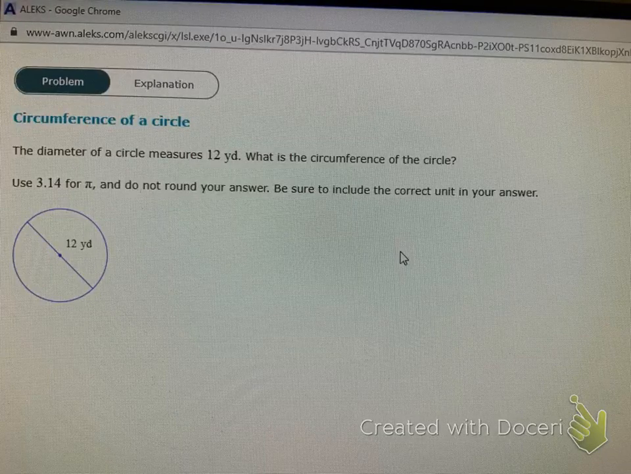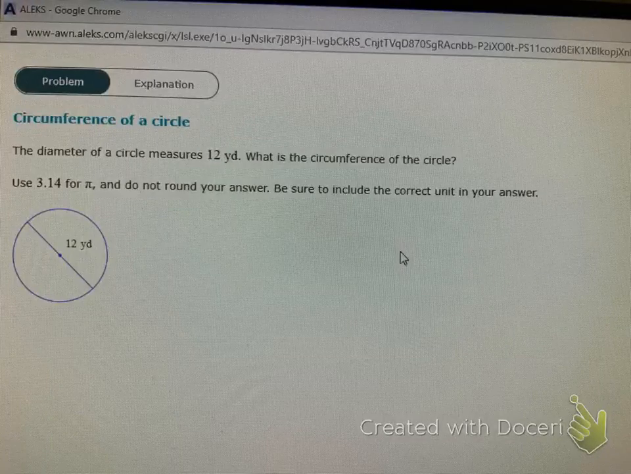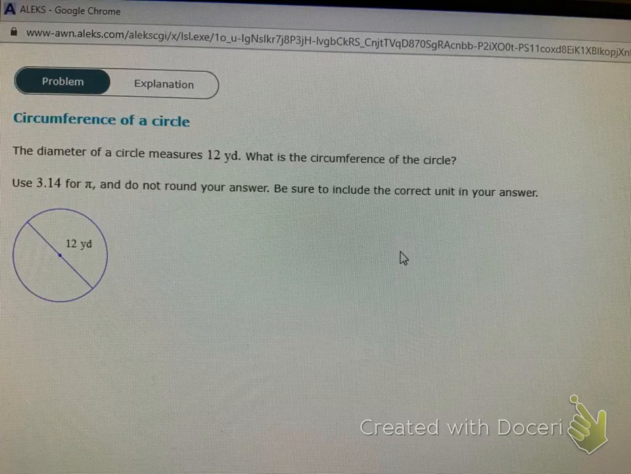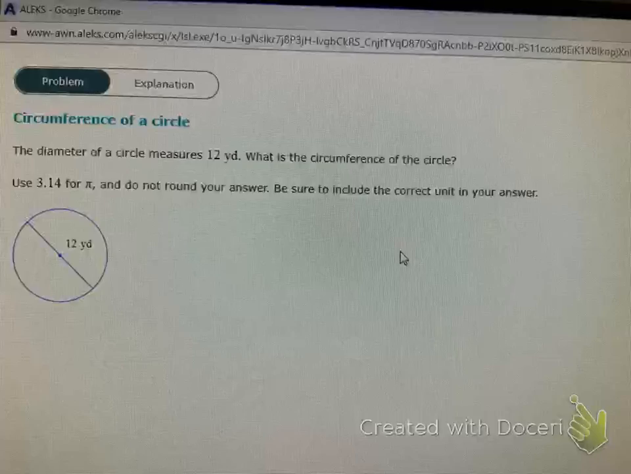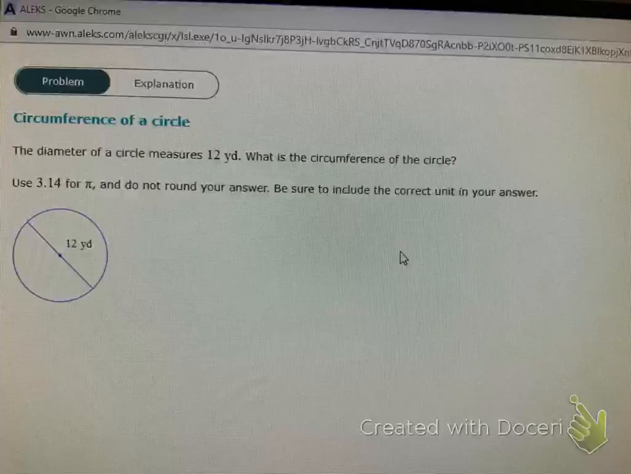Hi everybody. Today I'm going to be teaching about circles to help you guys with the circle quiz. Most of this is a reminder of what we talked about in class. So we're going to go ahead and go through some problems here. These are similar problems to the ones that will be on your quiz.